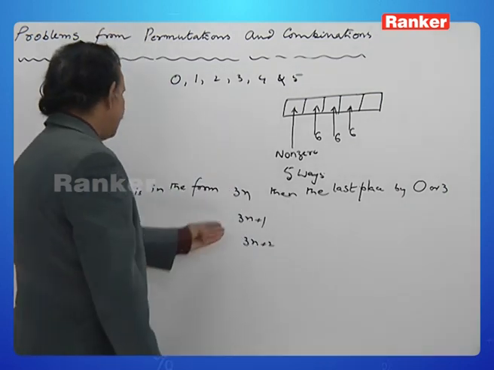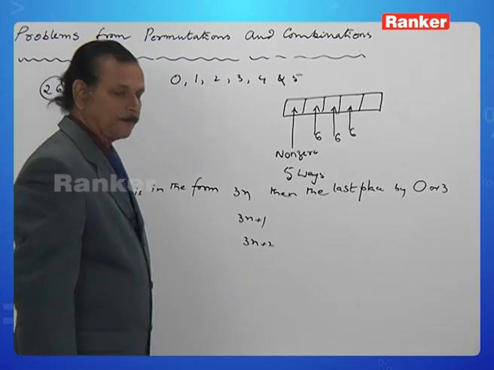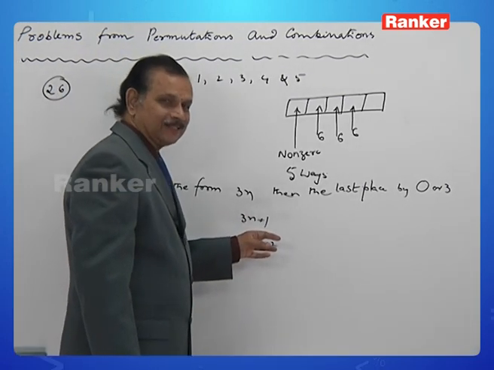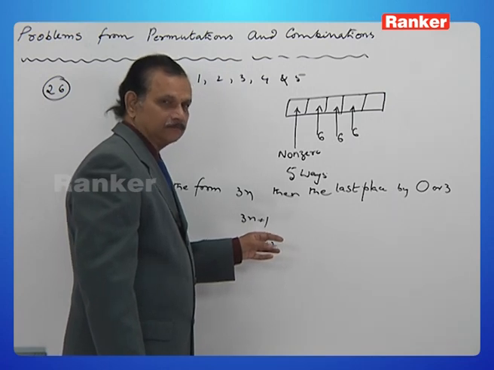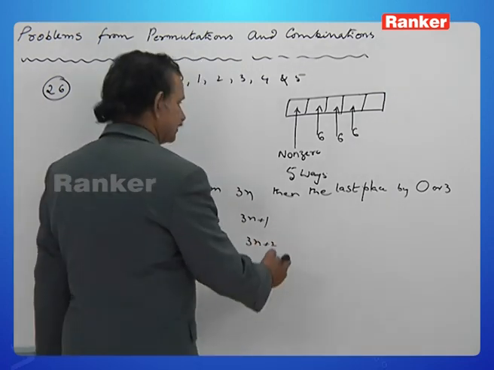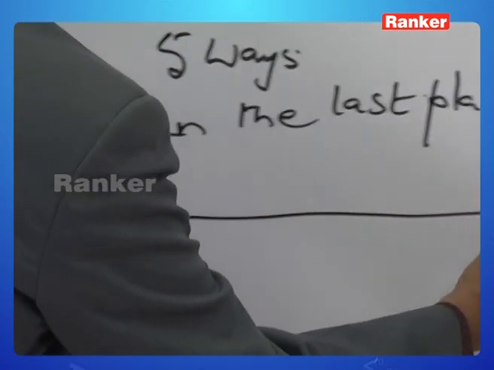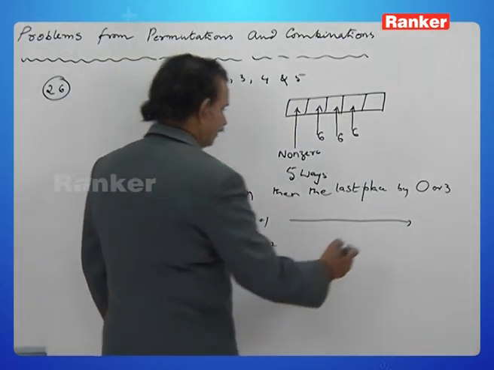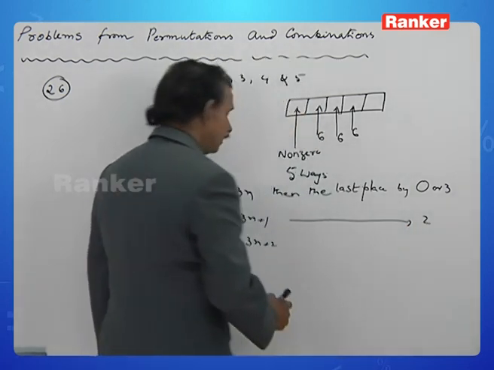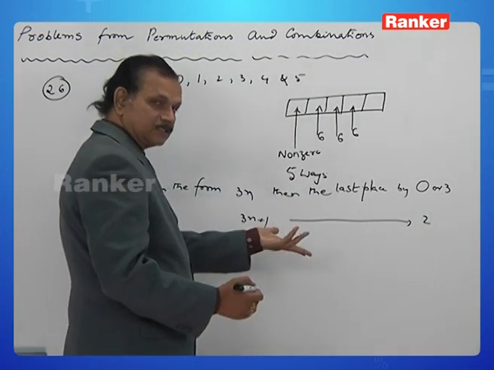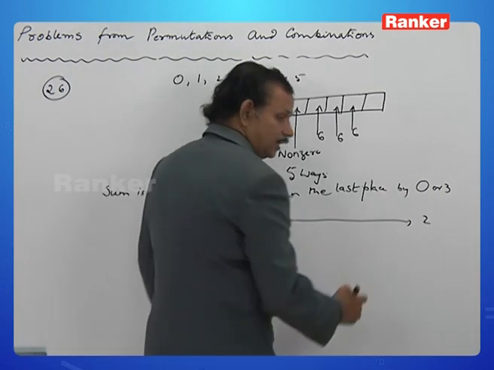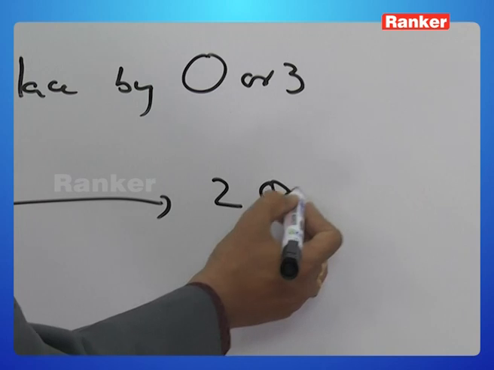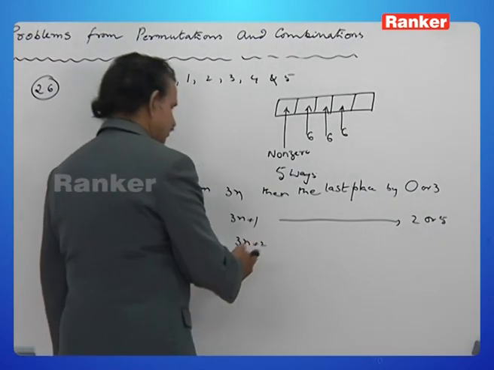Okay. Let it be in the form 3n plus 1. So it leaves a remainder 1 when divided by 3. Well, in this case, the last place can be filled by how many? If you put 2, it becomes 3n plus 3, divisible by 3. If you put 5, 1 plus 5 is 6, then also it is divisible by 3. So, 2 or 5.